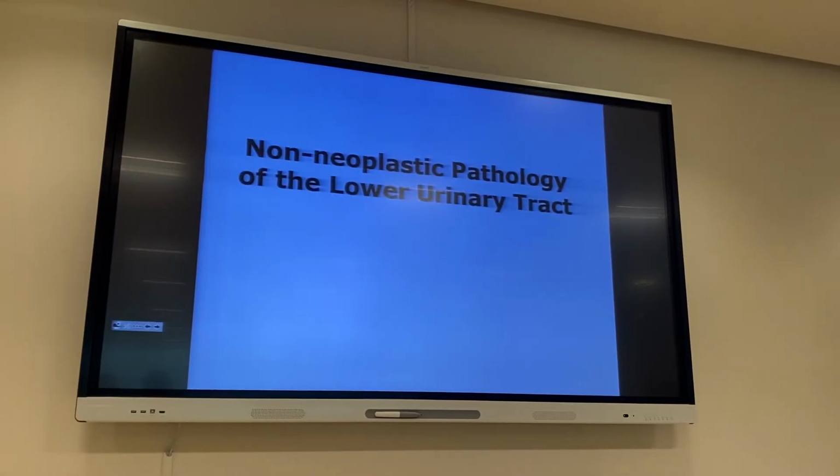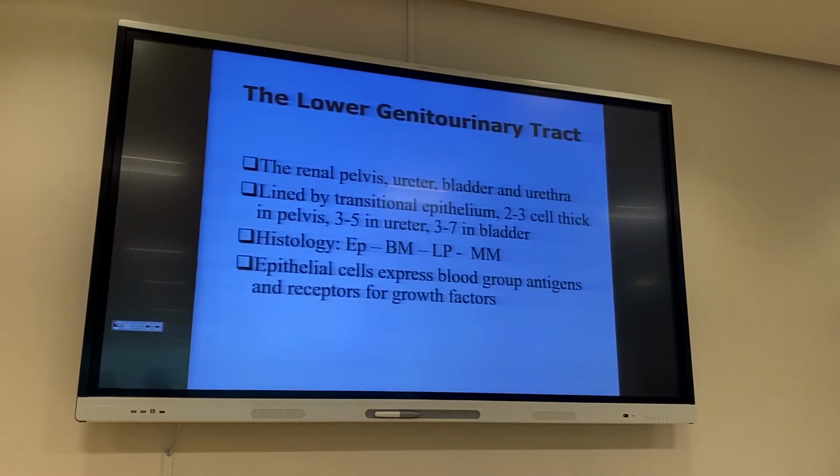The lower urinary tract, the non-neoplastic that is, because there will be one lecture dedicated to cancer in the lower urinary tract. Starting with the renal pelvis, the ureter, bladder, and urethra, that is lined by a urothelium, what used to be called actually the transitional epithelium.